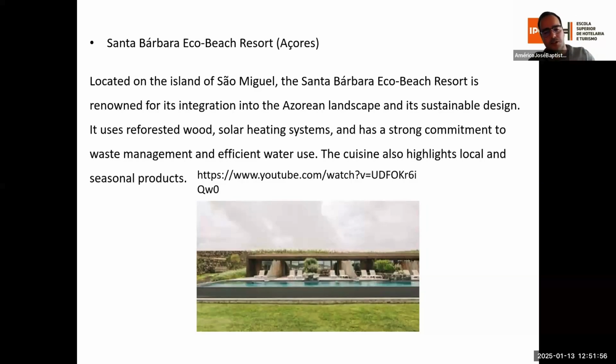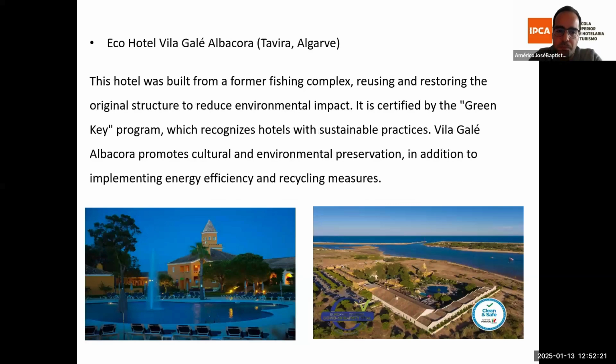This example is located in the Azores, on the island of São Miguel. This hotel is renowned for its integration into the Azorean landscape and its sustainable design. For example, the cuisine also highlights local and seasonal products.